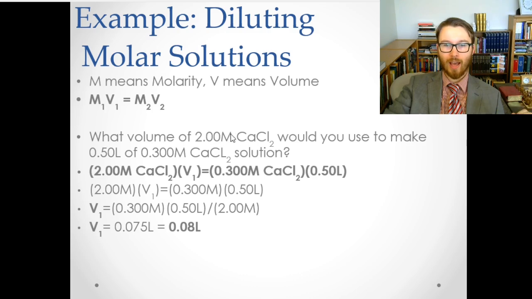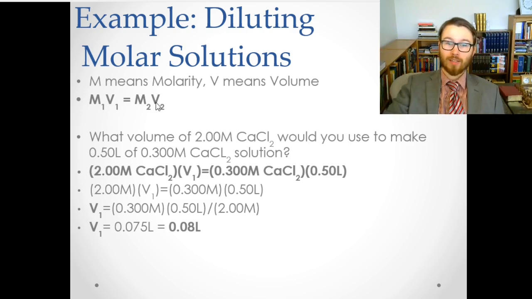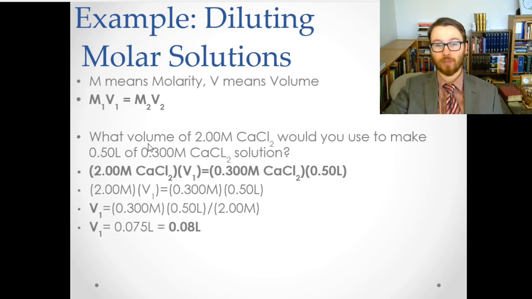So, M1 is 2.00 molar. V1 is our X, right? It says what volume, we don't know. And it says it makes 0.50 liters, that's V2, and 0.3 molar, that's M2. So let's plug all of this into the equation for clarity. M1, 2 molar. V1 is our variable. We're solving for it. M2, 0.3. And V2, 0.5.